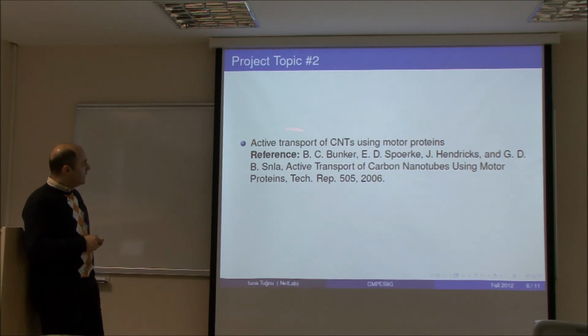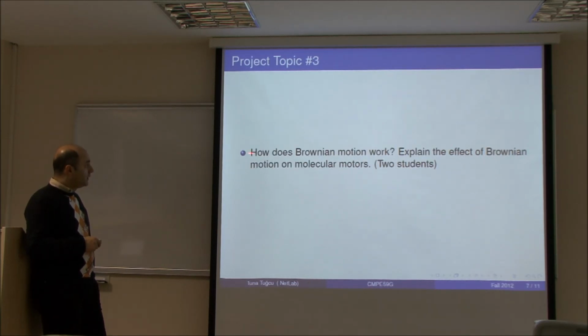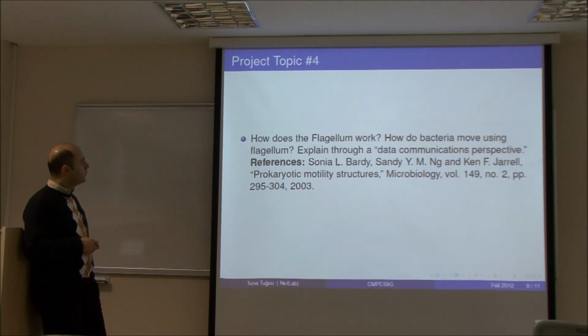Another one is the active transport of the carbon nanotubes using motor proteins. Remember we discussed this before. Details of the Brownian motion, how it works. Explain the effect of Brownian motion on the molecular motors. If you're interested in this, 2 students may come together and have a single presentation and document. So it would be a group of 2, if you wish.